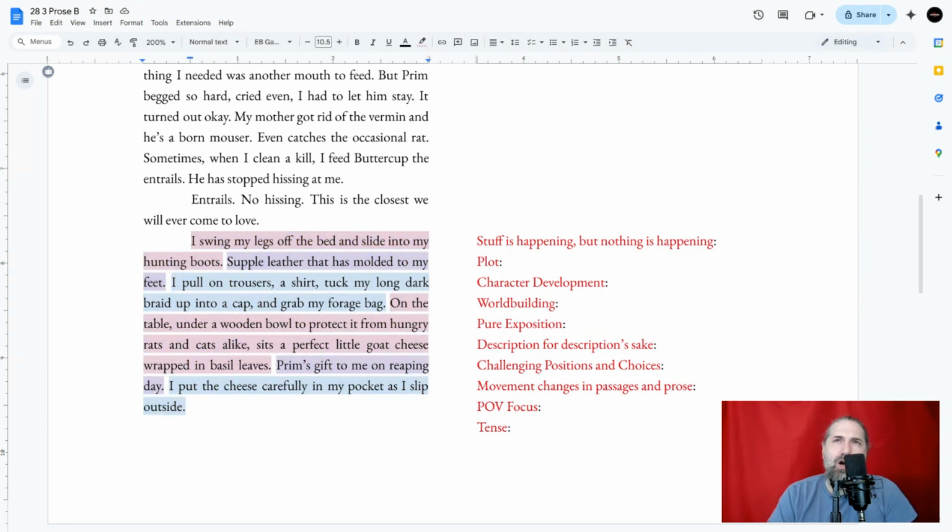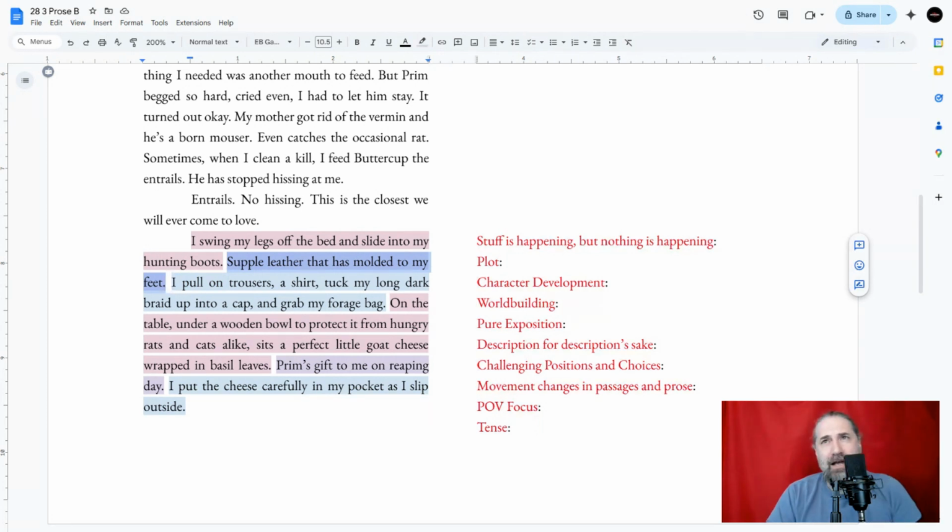"I swing my legs off the bed and slide into my hunting boots." Okay, hunting boots. Okay, this is plot. The hunting boots do add a little bit of world building. Oh, she's in this world. She's getting up, and the first thing she's doing is getting into hunting boots. Okay. And then we learn that she has done this a lot.